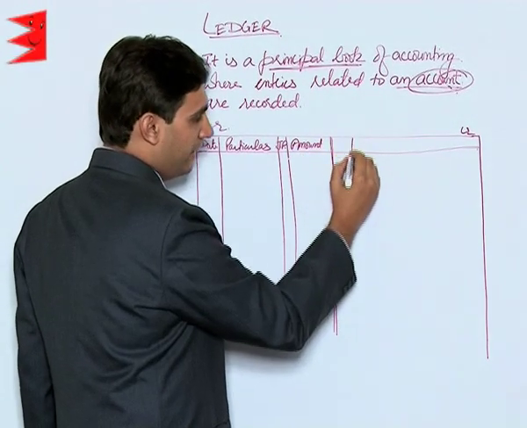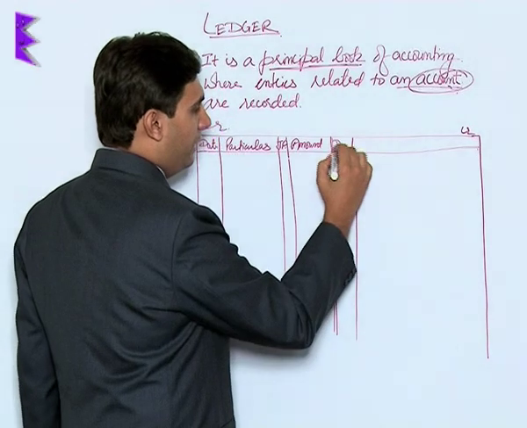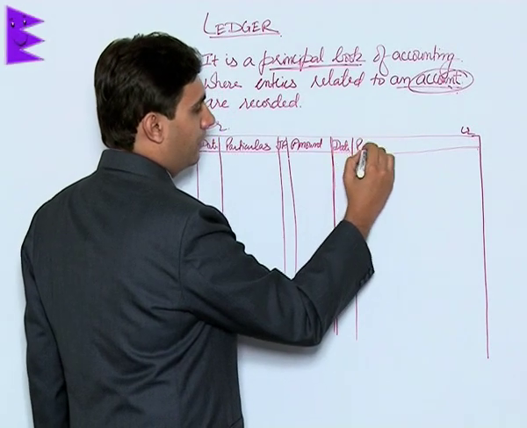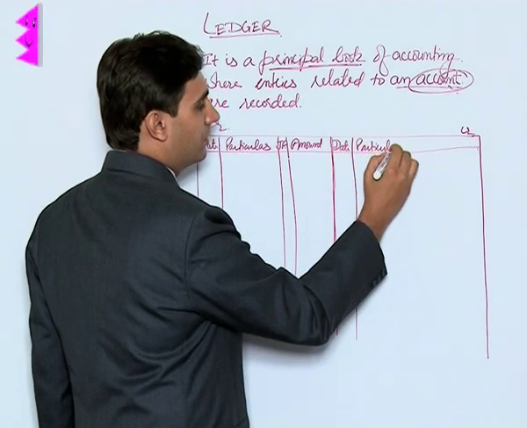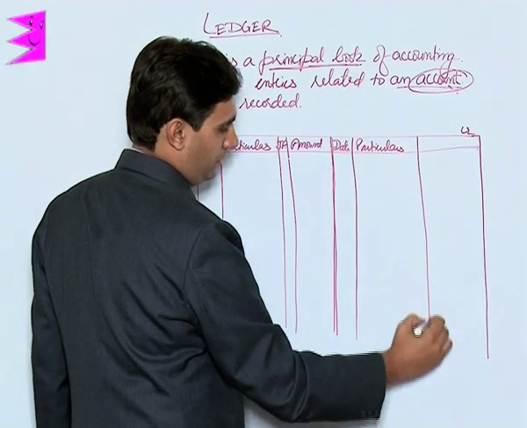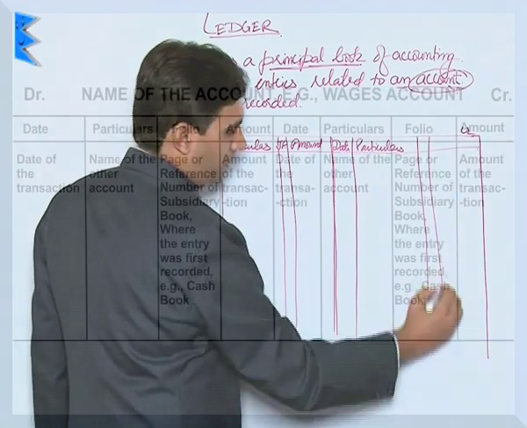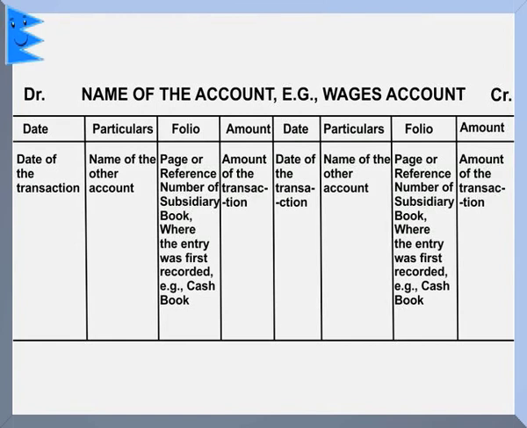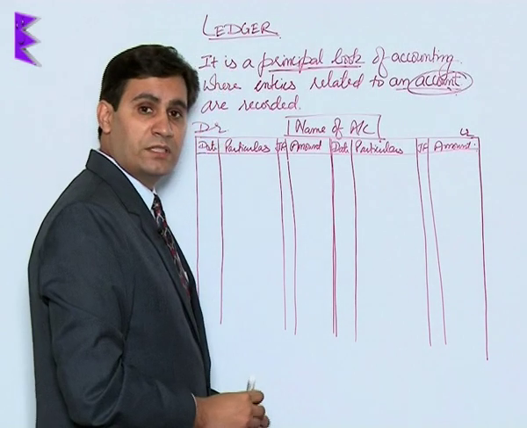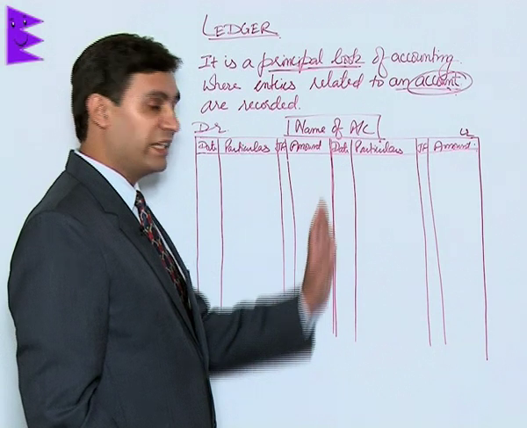Similarly, on the credit side, we have date, particulars, journal folio, and amount. And it must be titled, that is, the name of the account should be written at the top. Name of account. Just to reiterate students, a ledger is divided from the center into two parts.